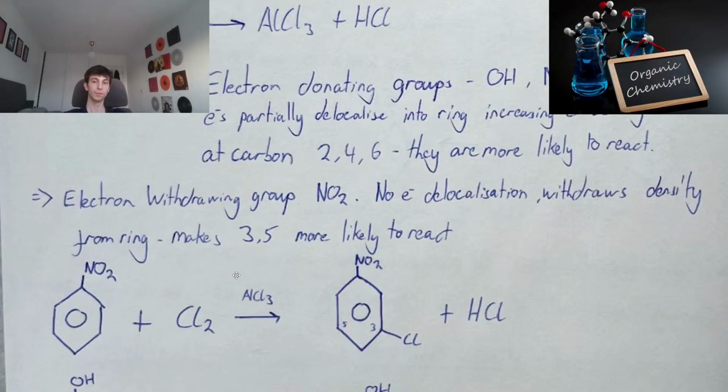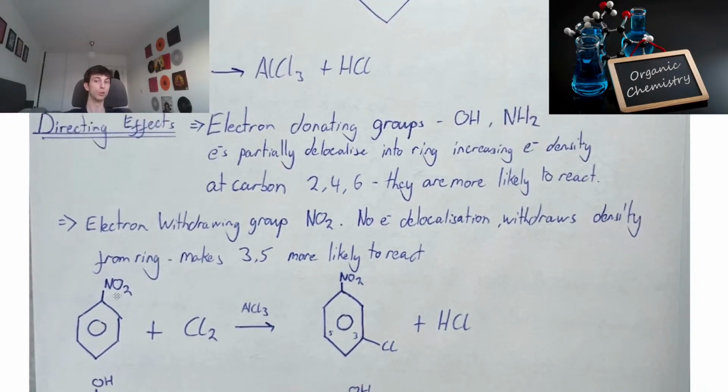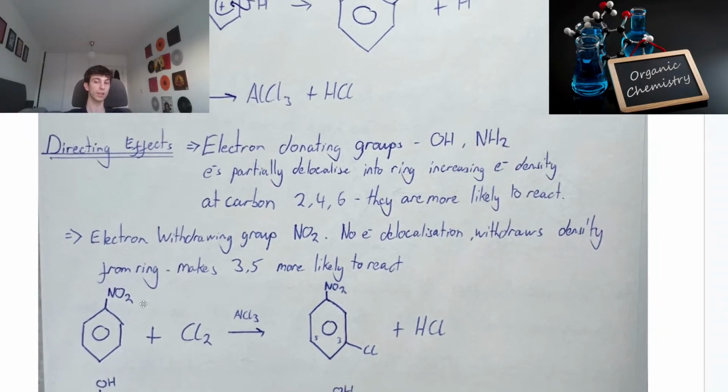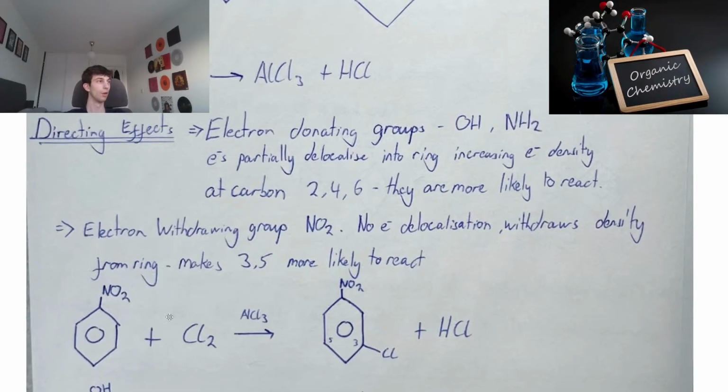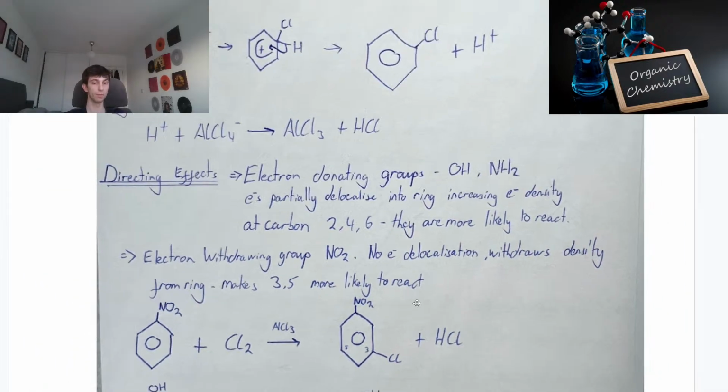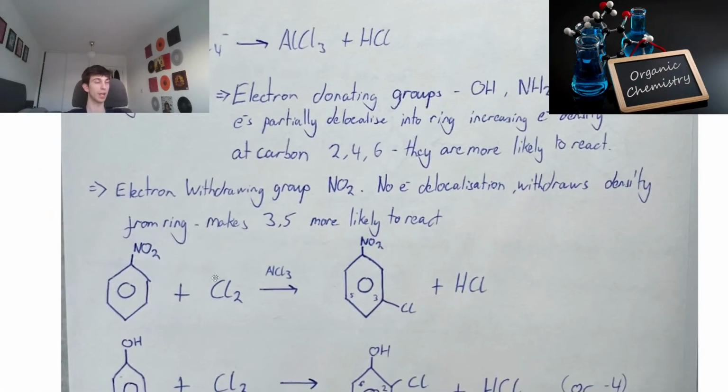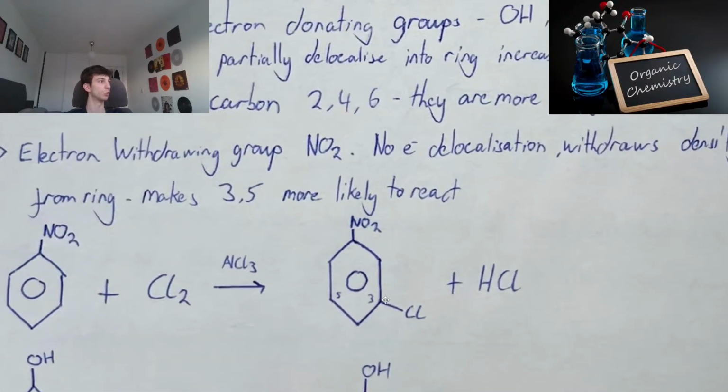Okay. So from here, because we know NO2 is 3,5 directing, if we react it with chlorine, with our halogen carrier, it's going to go to either carbon 3, or if there were two of them, it would be 3 and 5. If there were one of them, it would always be carbon 3, wouldn't it? Plus HCl. Why HCl? Because we get left with one chlorine here, and we remove the hydrogen from the carbon that we're bonding to.